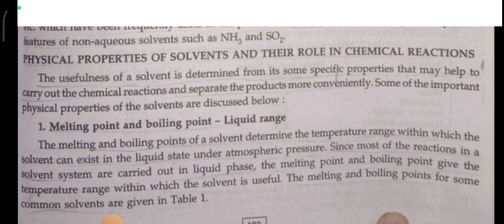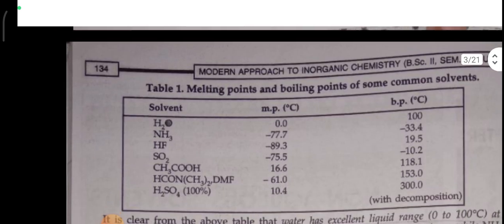Melting point and boiling point, liquid range. The melting and boiling point of a solvent determine the temperature range within which the solvent can exist in the liquid state under atmospheric pressure. Since most of the reactions in the solvent system are carried out in the liquid phase, the melting point and boiling point give the temperature range within which the solvent is useful. The melting and boiling points for some common solvents are given in the table.